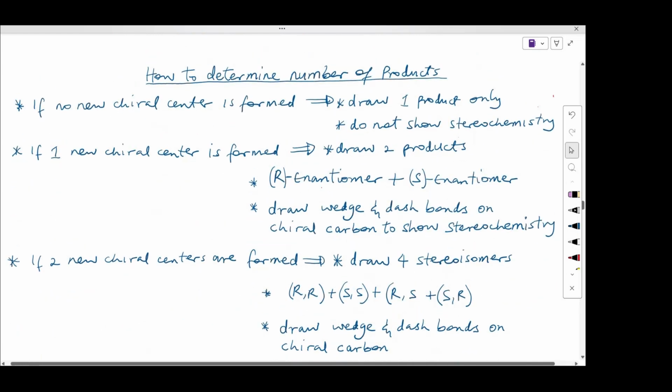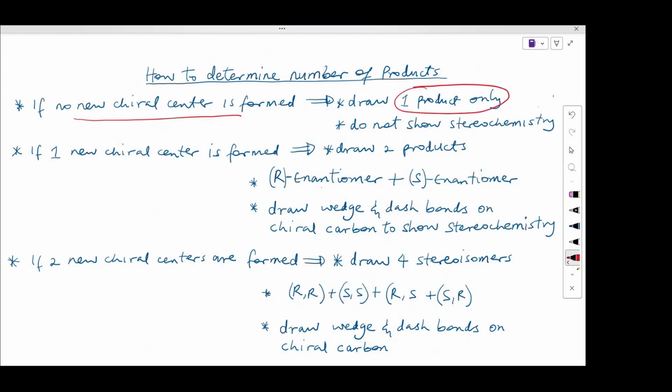How then can we determine the number of products we will get? So there are certain conditions that necessitate the number of products we're going to have. One, if no new chiral center is formed in the product, we will only have one product. And in this case, we do not need to show stereochemistry. If we form one new chiral center in our product, then we will have two products. And these products usually will be enantiomers. In this case, we have to show stereochemistry on the chiral carbon by drawing wedge and dash bonds.